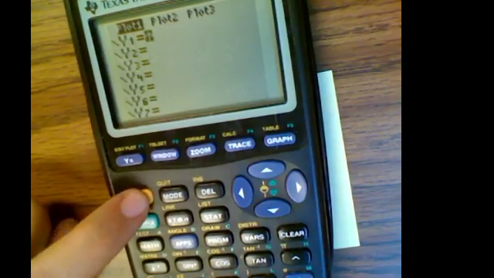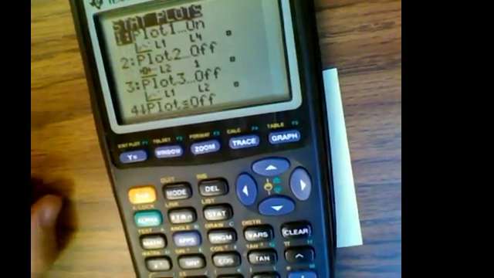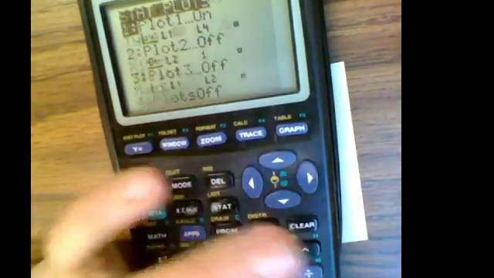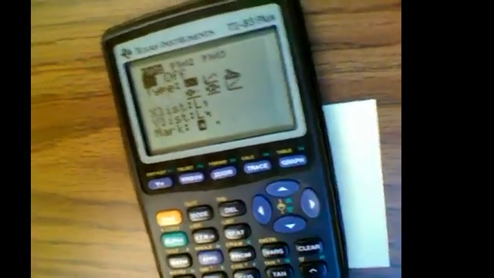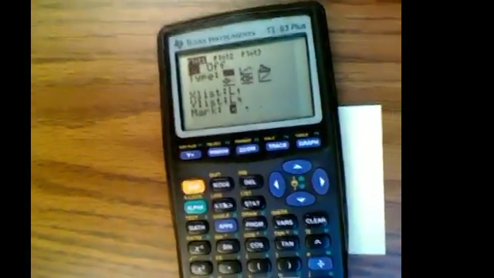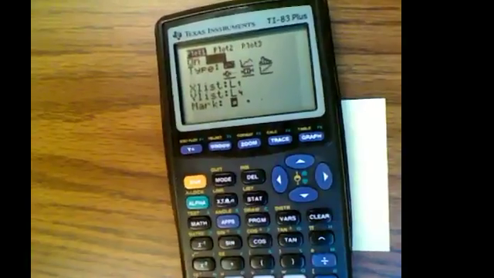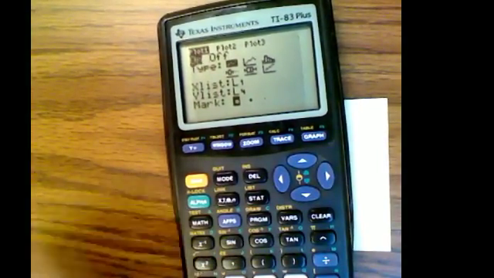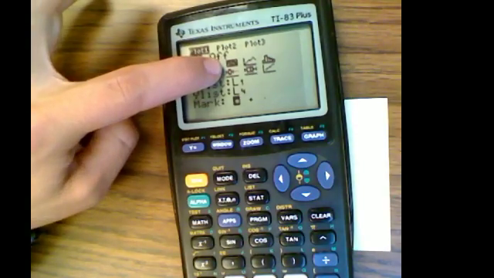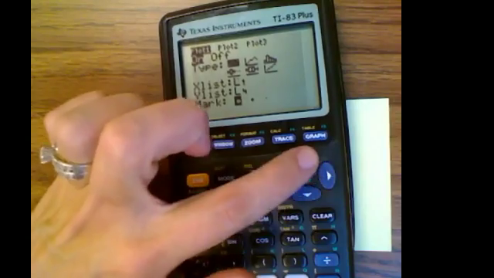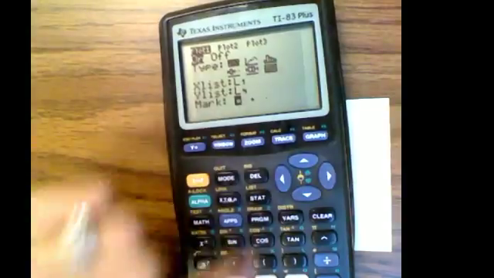We're going to go second y equals. We want all of these to be off except for plot 1, because that's the one we're going to do. If this was off, it would look like that. So you want to make sure you go over to on and hit enter. This is the scatter plot, and a residual plot does use the scatter plot. Make sure that one's highlighted. If it's not, you just arrow over to whatever you need and hit enter.